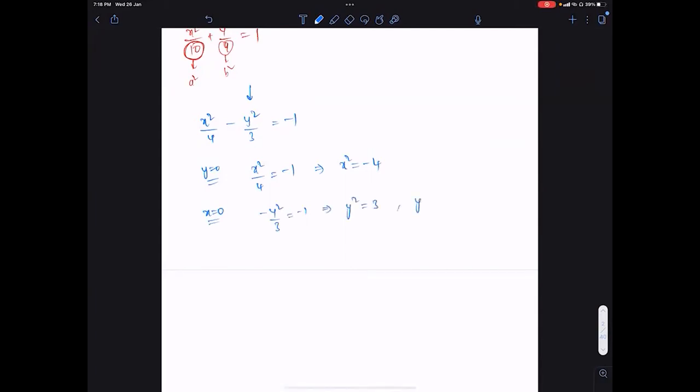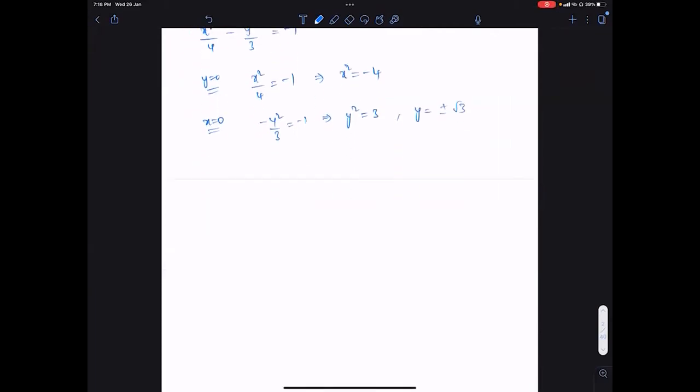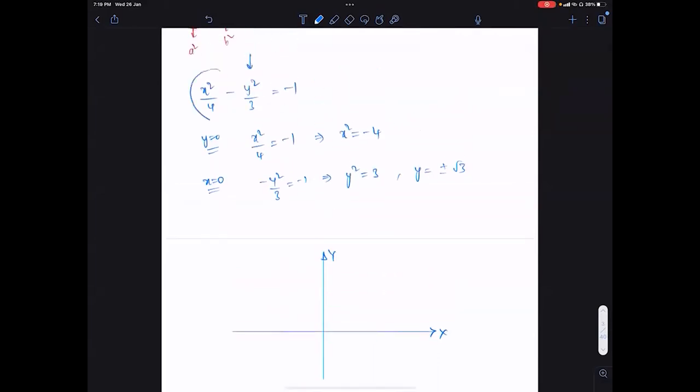So now you are getting some real quantity, plus or minus root 3. Which means when you're drawing the figure, it will be very easy. Hyperbola figure. Why? Because now two cases are there. Either the hyperbola will intersect the x-axis like this, or it may be intersecting the y-axis.